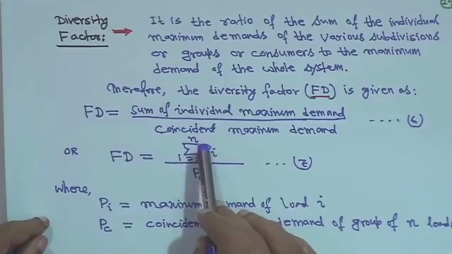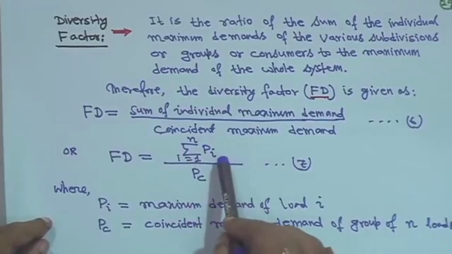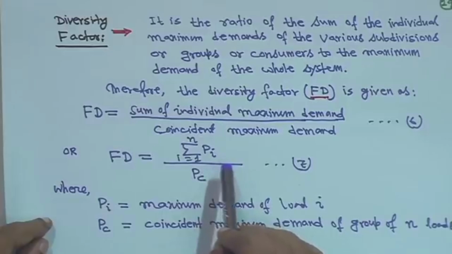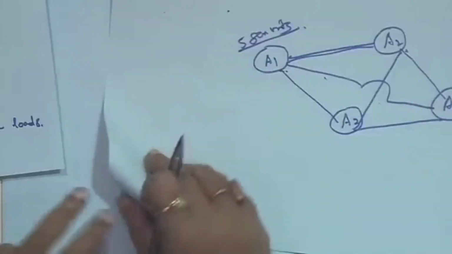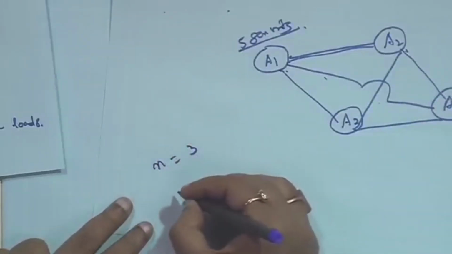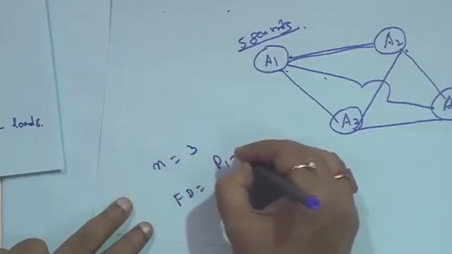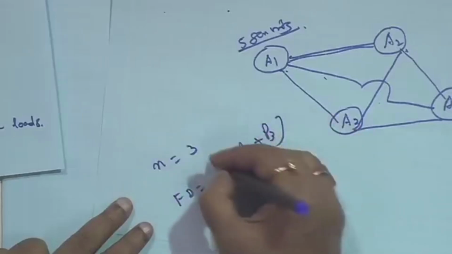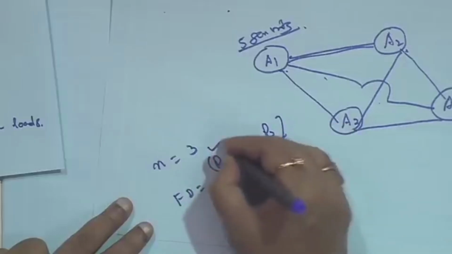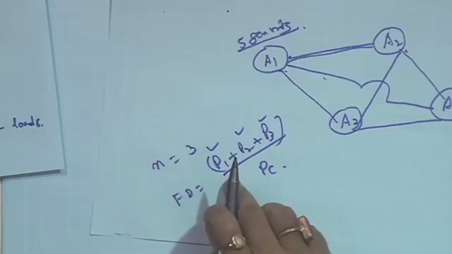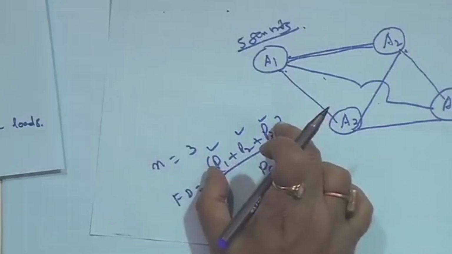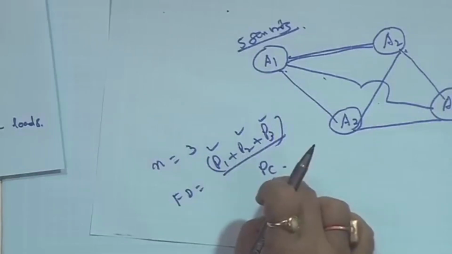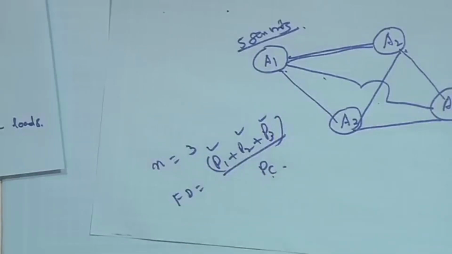These are understandable, right. You have n number of consumers, and for each one you will take the individual maximum demand. Suppose n is equal to 3, then the diversity factor FD will be P1 plus P2 plus P3 divided by your Pc. We will take an example later on. So, P1, P2, P3 are the individual maximum demands of each type of consumer, divided by the coincident maximum demand, that is Pc.